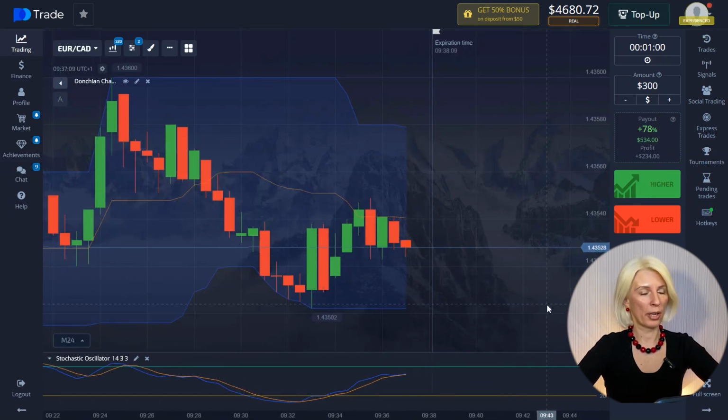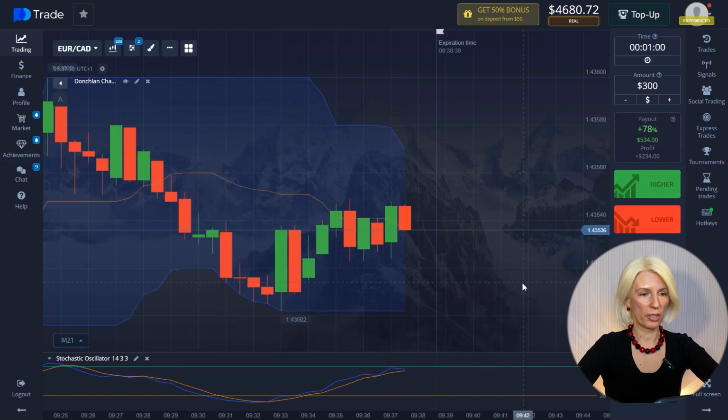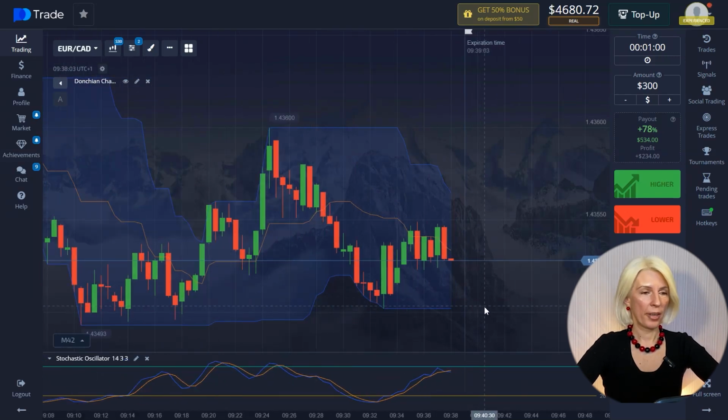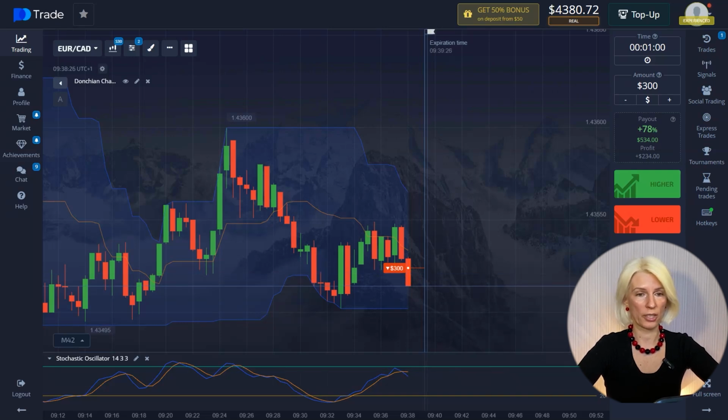As you can see, the price ultimately decreases and then rises again. The stochastic indicator does not give any clear signal at the same time. The movement's change continues, but now the price is able to go up above the average line of the Donchian indicator. After that, it began to decline actively. I open a trade for a lower price movement. The bid is $300 for 1 minute. I made this decision taking into account the signal of the stochastic indicator, which showed a possible price reduction.